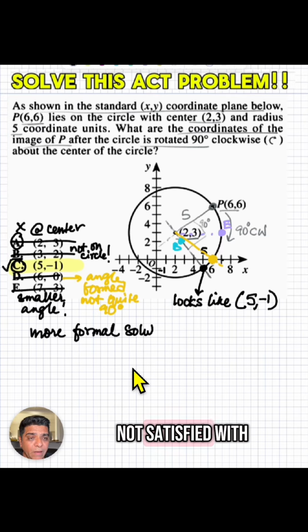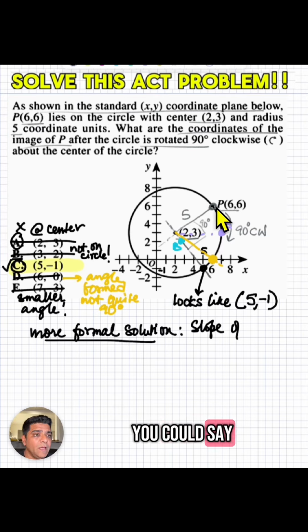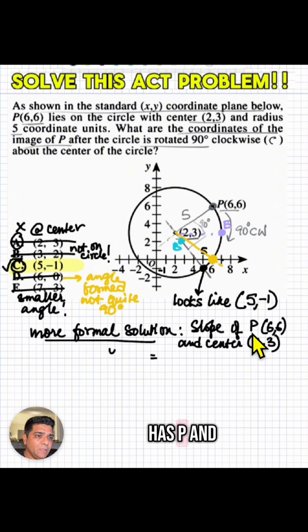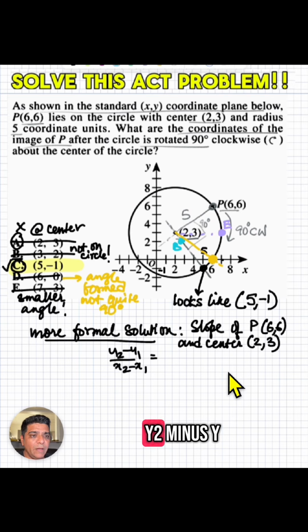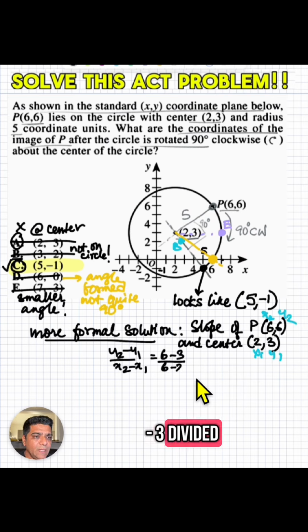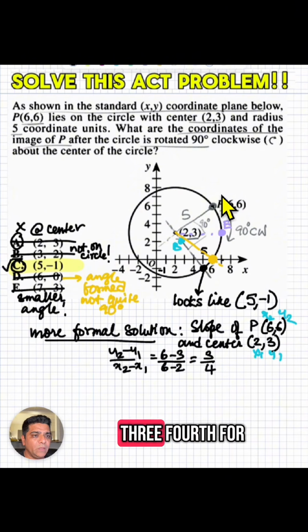So if you're not satisfied with this kind of a response, more formally, you could say, what is the slope of this line that has (6, 6) and (2, 3)? So the slope of the line through P and the center (2, 3). Let's go y2 minus y1 divided by x2 minus x1. These are our points. So 6 minus 3 divided by 6 minus 2. That gives us a slope of 3/4 for this line.